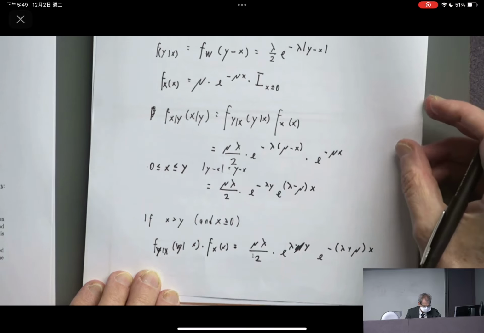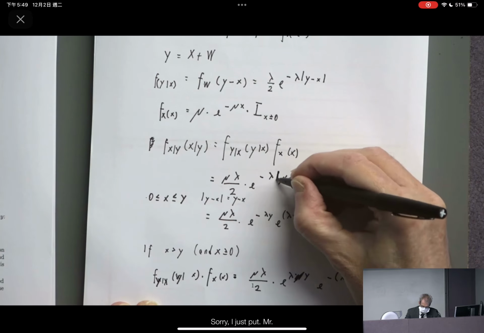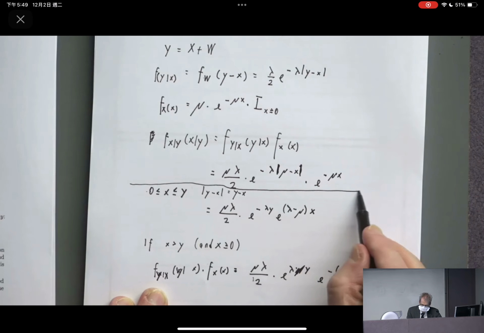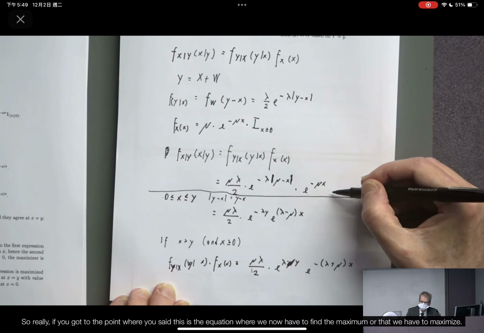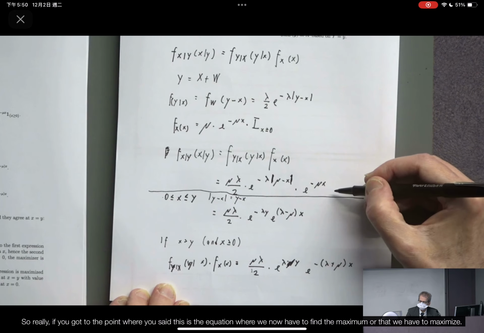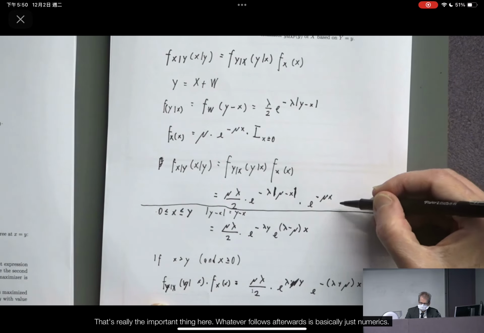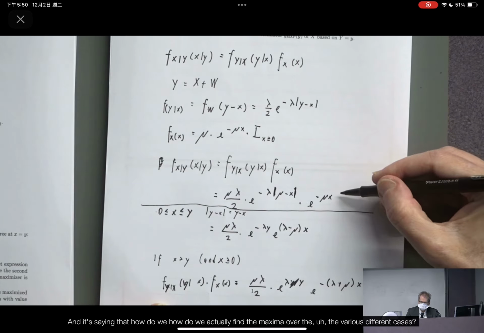Sorry, I just see I missed the absolute sign here. So this is our general equation, and these are now our two special cases. If you got to the point where you said this is the equation where we now have to maximize, you've understood the principle of the MAP. That's really the important thing here. Whatever follows afterwards is basically just numerics: how do we actually find the maxima over the various different cases.